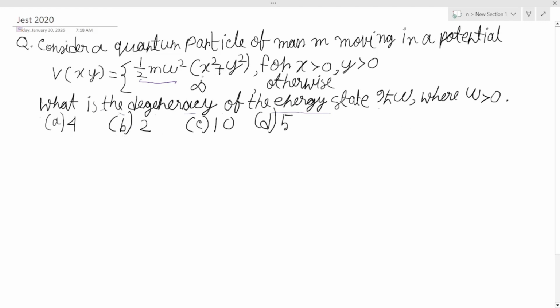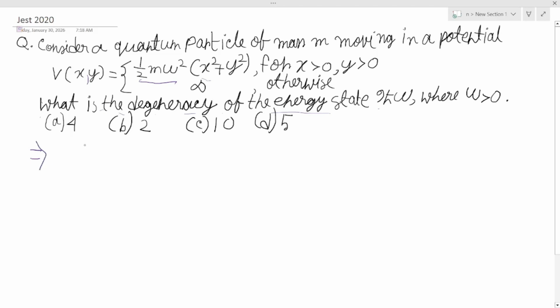At first, we have to understand what the question is asking. It is the question of a half harmonic oscillator. Half harmonic oscillator means only odd states are accepted. Even states are not accepted. So let us solve the question.